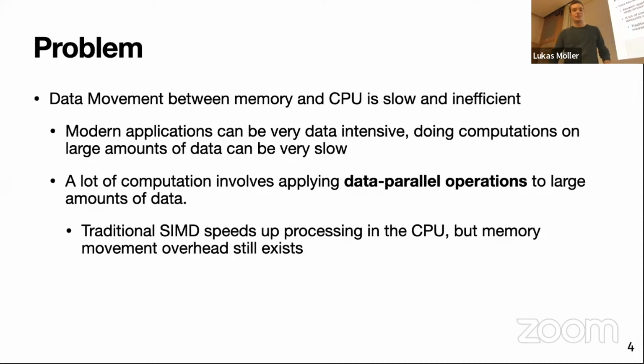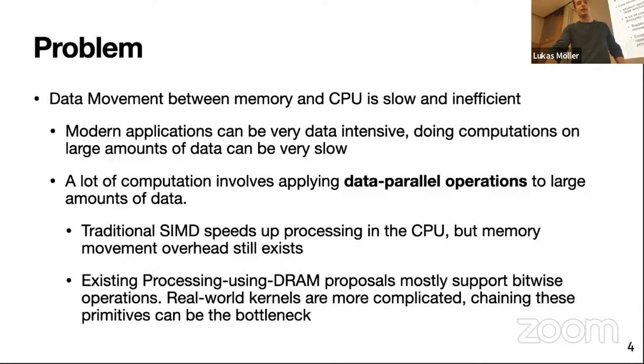Traditional SIMD, which also gives this paper its name, speeds up processing in the CPU by allowing single instructions to modify multiple data values, but the memory movement overhead still exists and makes the process inefficient and slow. Existing processing-using-DRAM proposals mostly support bitwise operations like AND and OR, but real-world kernels can be much more complicated. Thus, the scheduling and chaining of all of these primitives can be the bottleneck.